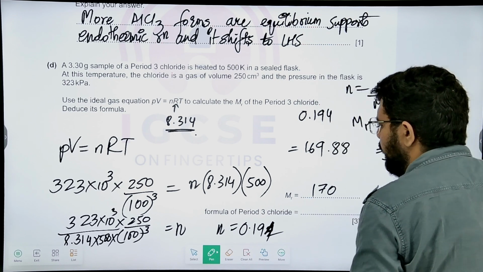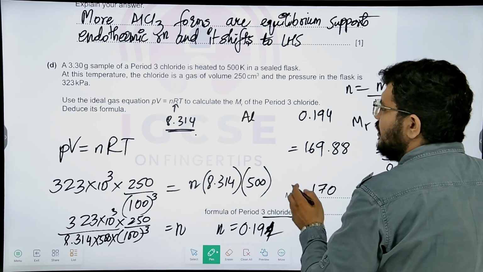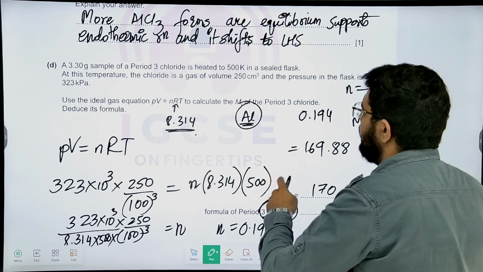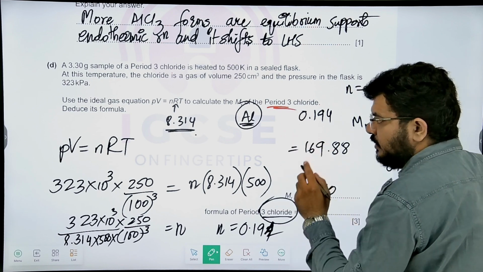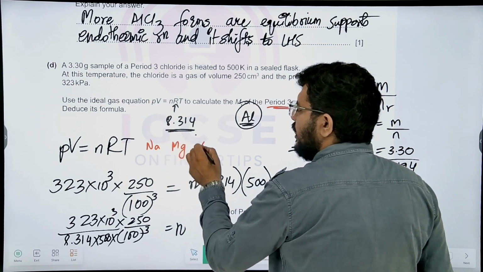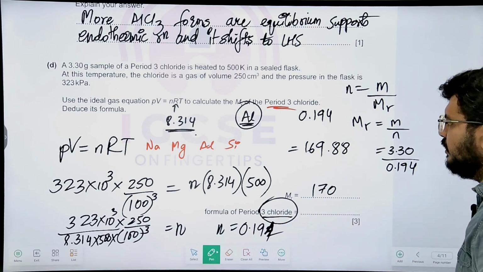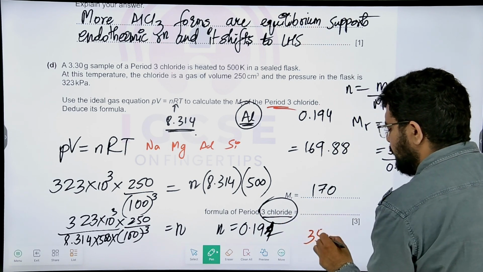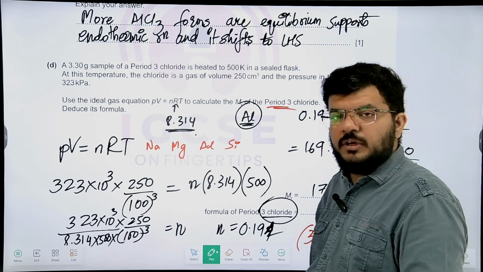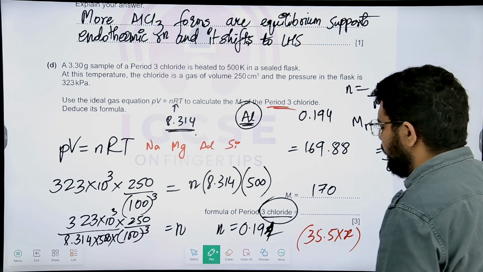Now what you will do over here? So period 3 chloride, right? So I know aluminium is a period 3 metal, right? What else is? I just went to see the masses. So period 3, one mistake I made was I should be looking at sodium, magnesium, aluminium, silicon, all of them, right? And then find out the Mr. So chlorine has a mass of 35.5. 35.5 into x, because I don't know what is the formula of period 3 chloride, right? It will depend on which is the element with the chloride.